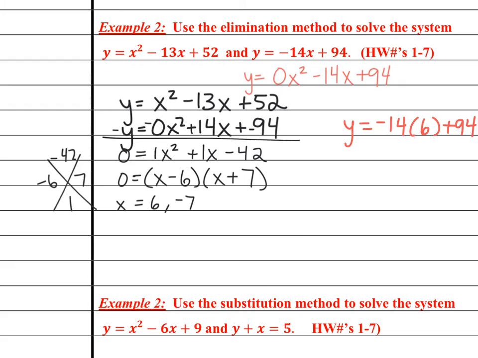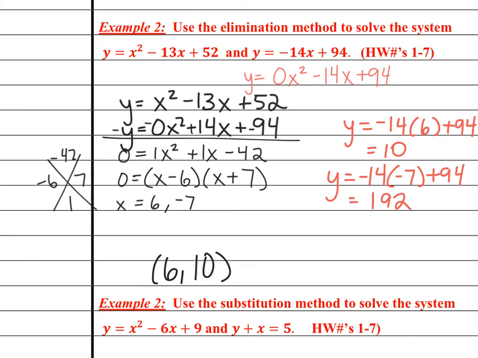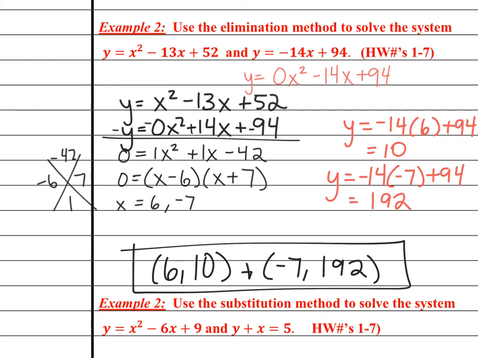For that one, we get 10. So our first point is 6, 10. Second point, 192. So our second point is -7, 192. Here are my two answers.